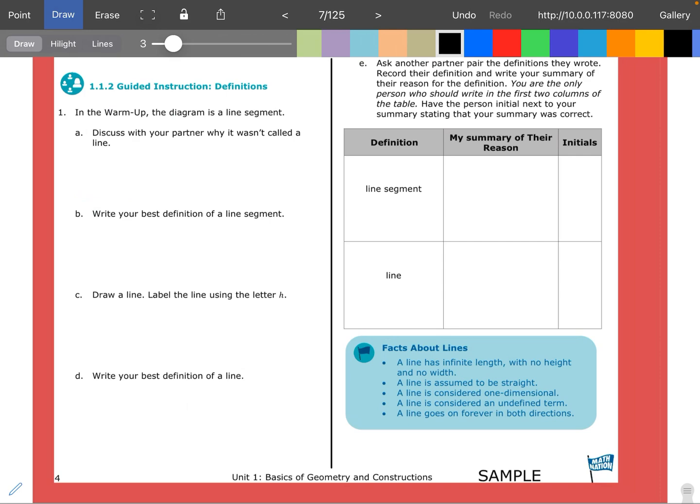Why was what we did in the warm-up called a line segment instead of a line? Basically because the segment is just a part of the line. We had the endpoints. Now this part right here is pretty much discussion, so it would be whatever you determine with your partner. A lot of students would say a line segment has endpoints on each end. It's just a piece of a line. So that's what we put here, a part of a line or a piece of a line.